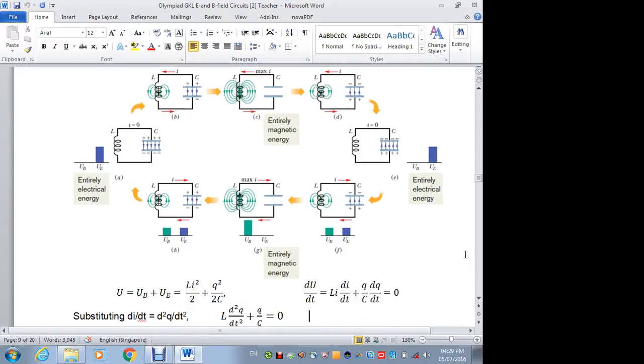Right, let's look at the energy. If there's no energy dissipation, that means the total energy will be a constant. The total energy represented by U will be the magnetic energy stored plus the electric field energy stored. Add these two together and you get half Li squared plus Q squared over 2C. These are the energy stored in the inductor and capacitor respectively. I think I added a C prime by mistake. It's just C, okay?